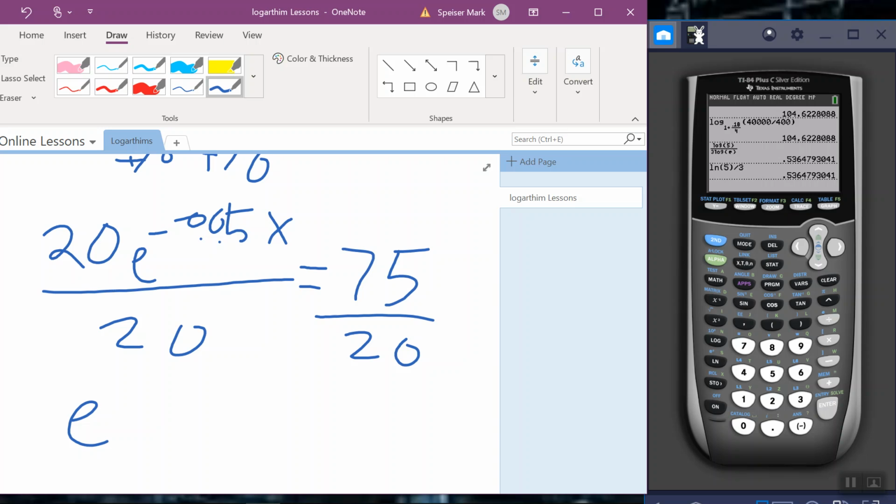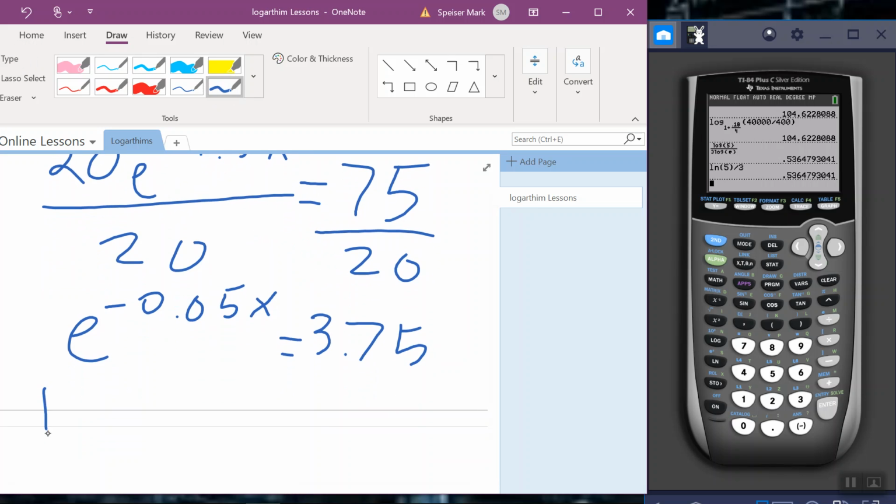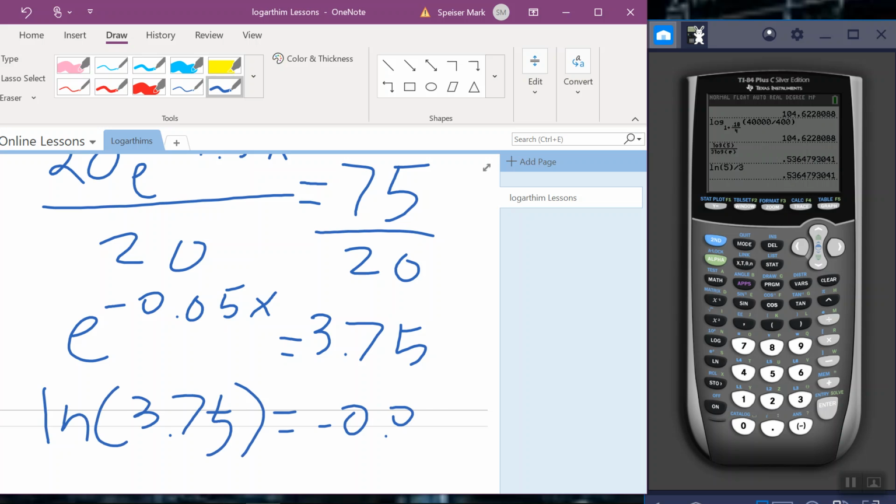You have e to the negative 0.5x equals 75 divided by 20, which is 3.75. Use natural logs. So you have the natural log of 3.75 equals negative 0.5x. Divide by negative 0.5.